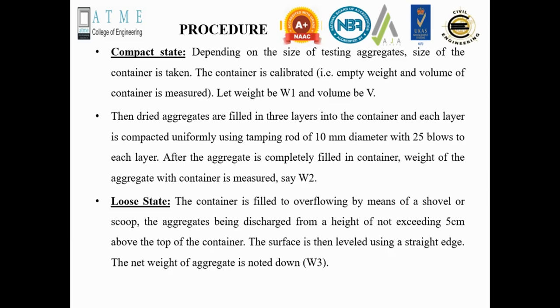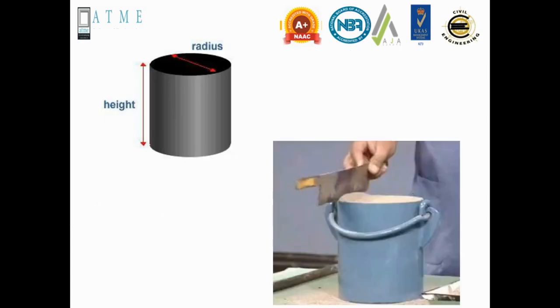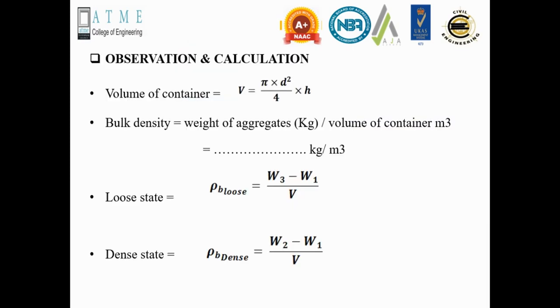In terms of the loose state, the container is filled to overflowing by means of a shovel or scoop, the aggregates being discharged from a height of not exceeding 5 cm above the top of the container. The surface is then leveled using a straight edge. The net weight of aggregate is noted down as W3. This is how the container is going to look.